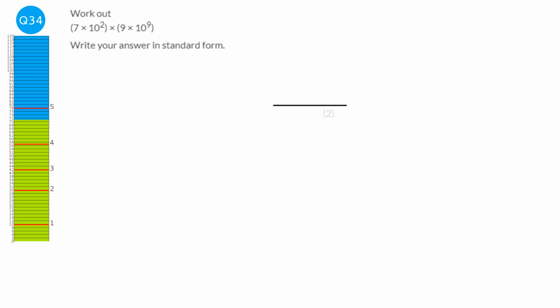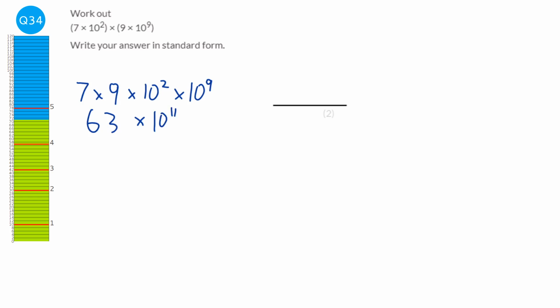When we multiply numbers, it doesn't actually matter which order we multiply them. So I can actually rewrite this as 7 times 9 times 10 to the power of 2 times 10 to the power of 9. 7 times 9 is 63. And 10 to the power of 2 times 10 to the power of 9, we add the powers, so it'd be 10 to the power of 11.